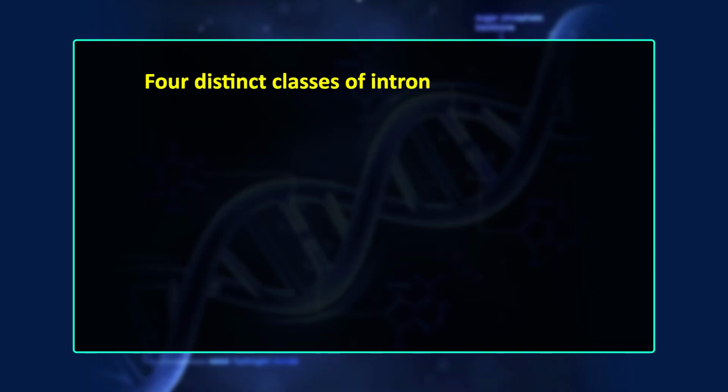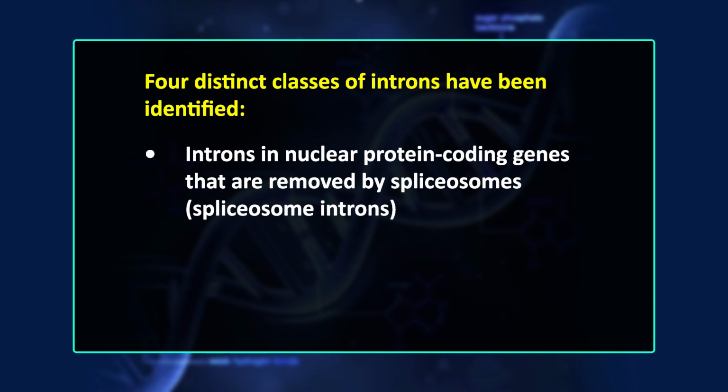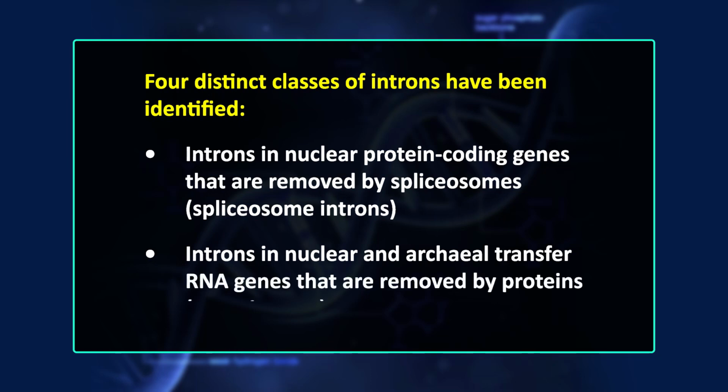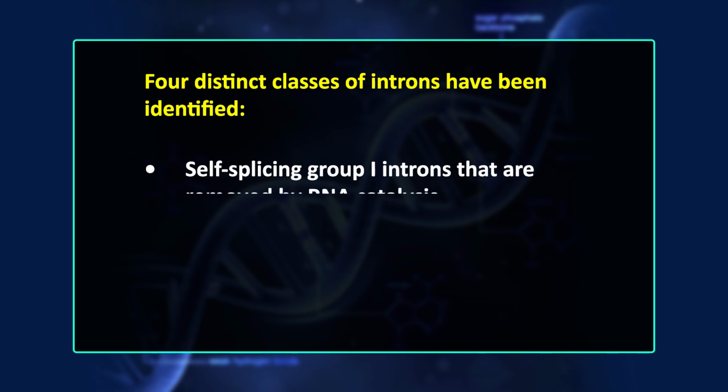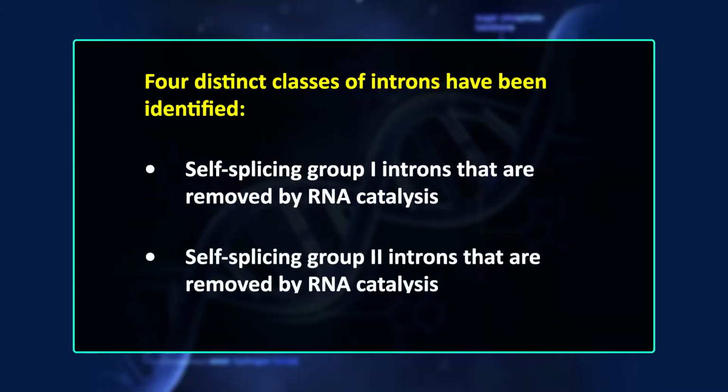At least 4 distinct classes of introns have been identified to date. Introns in nuclear protein coding genes that are removed by spliceosomes are called spliceosomal introns. Introns in nuclear and archaeal transfer RNA genes that are removed by proteins are called tRNA introns. Self-splicing group 1 introns are removed by RNA catalysis. Self-splicing group 2 introns are removed by RNA catalysis.